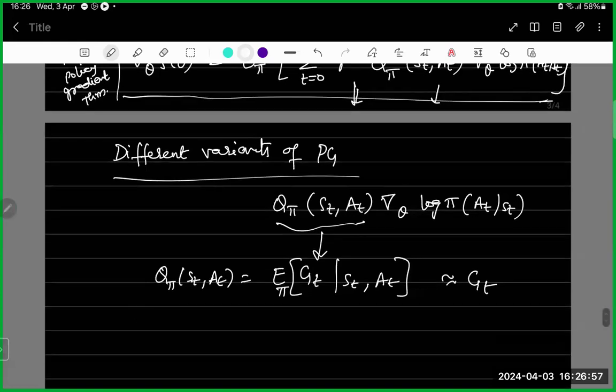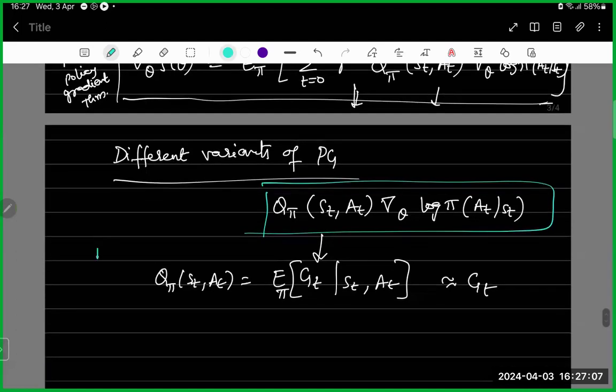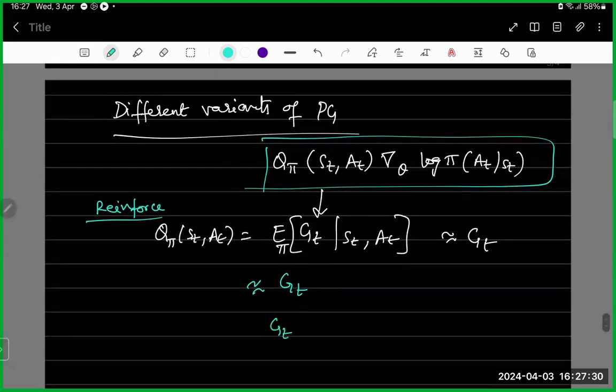So the first variant, you start from this, you just keep looking at this term. If we, based on this term, do different things, we'll get different variants. Like the first thing is REINFORCE, where you use this relation between the q pi and Gt and just take this as Gt, which is an estimate of q pi. Gt is an estimate of q pi, right? So that's why in the basic REINFORCE algorithm, this is what we use.